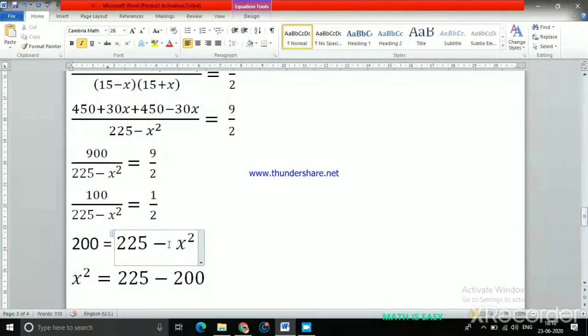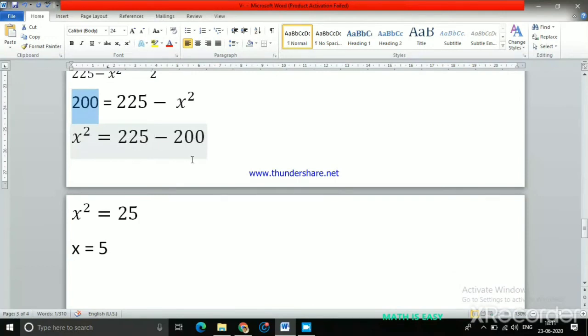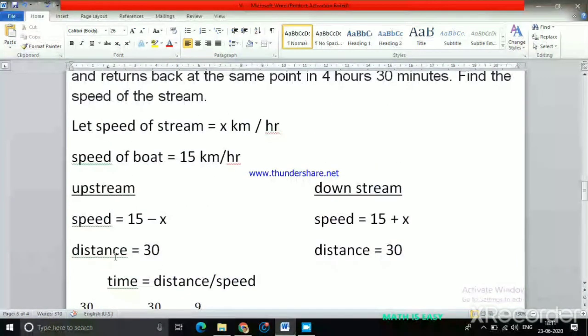Now transpose this minus x square to the left hand side, so it becomes plus x square here, and transpose this plus 200 to the right hand side, so that becomes minus 200. So x square equals 225 minus 200, which is 25, so x is 5. Plus or minus 5 will come, but speed cannot be minus 5, that's why I am considering it as plus 5. This question is easier because you have to find only one variable, that is the speed of the stream. Sometimes they give the speed of the stream and ask you to find the speed of the boat.